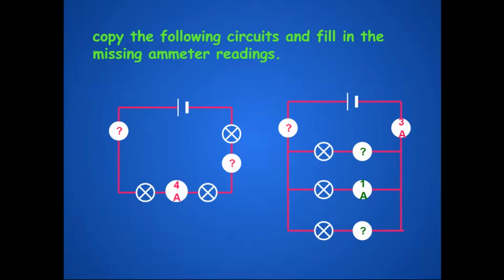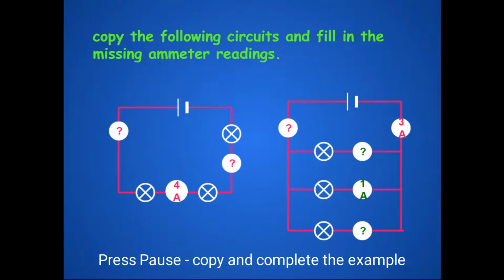So let's look at an example. Copy the following circuits and fill in the missing ammeter readings. So go ahead and take a second, press pause on the video, copy this down into your notebook, and then try to figure it out, and then come back and see what the right answer is. You can notice here the first one is a series circuit, the second one is a parallel. Remember, in a series circuit, the amperage is the same across all wires. In a parallel circuit, the amperage is going to be divided. So go ahead and take a second to write that down.